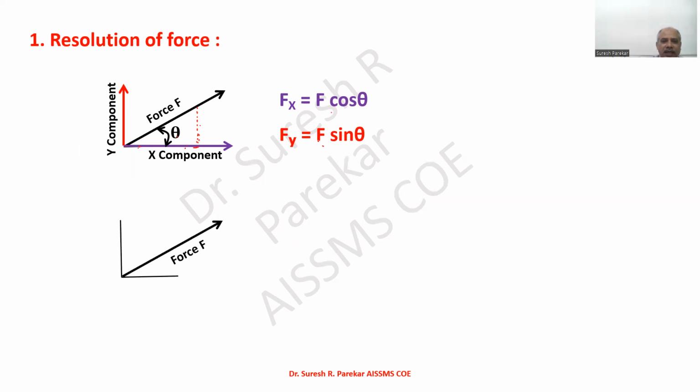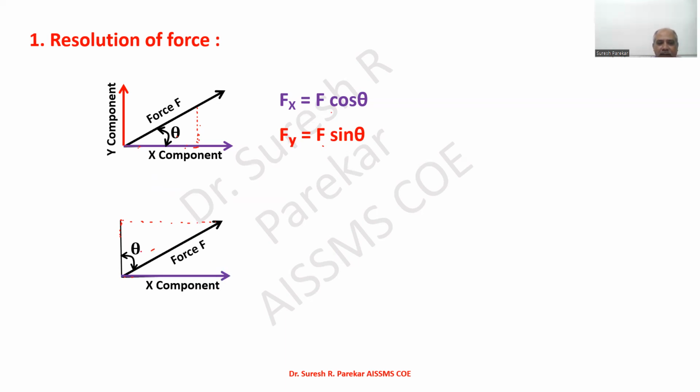Now, if we consider the same force, but the angle is made with the y-axis, what will happen in this case? As the angle is with the y-axis, this component is cos and this will be sine. Adjacent is always cos, and opposite we have sine. So now the opposite will be this one, and then it will be x. So it becomes sine theta.